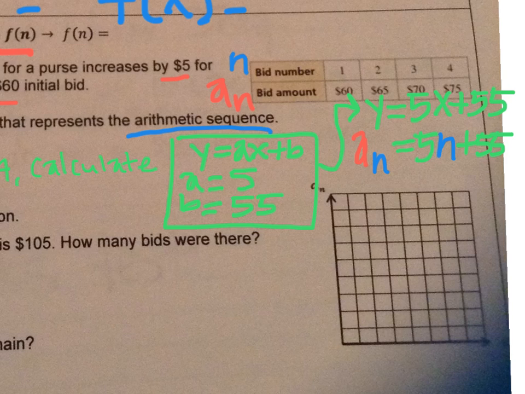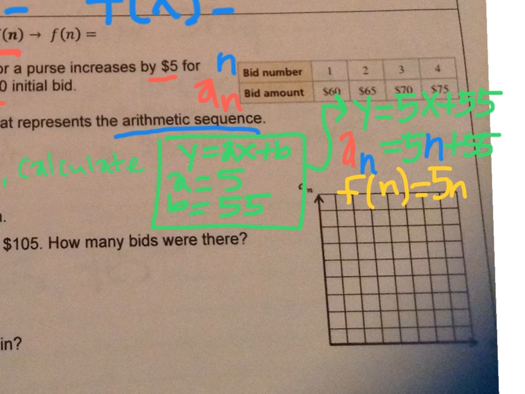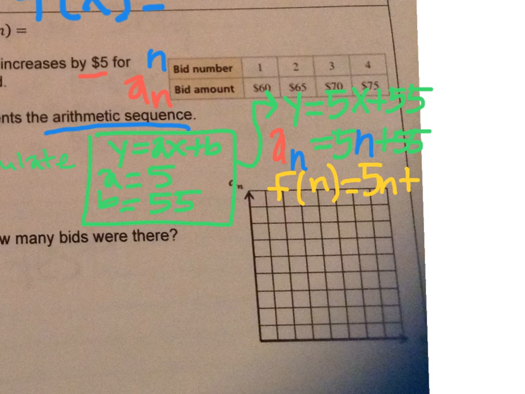Now we're almost done, however, they wanted us to write the function. In other words, we need to write this in function notation. So now what I'm going to do is change this to f of x. But in this case, instead of x, we have n. So this is f of n equals 5n plus 55. And that would be our final answer for part A.